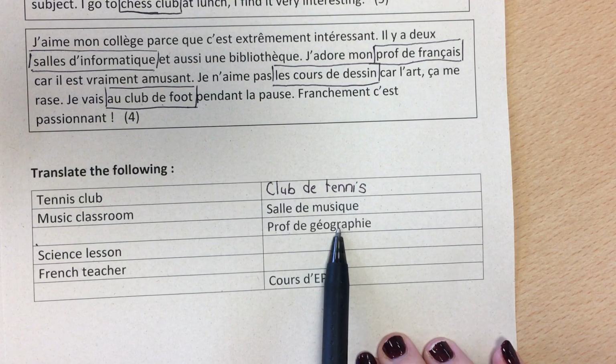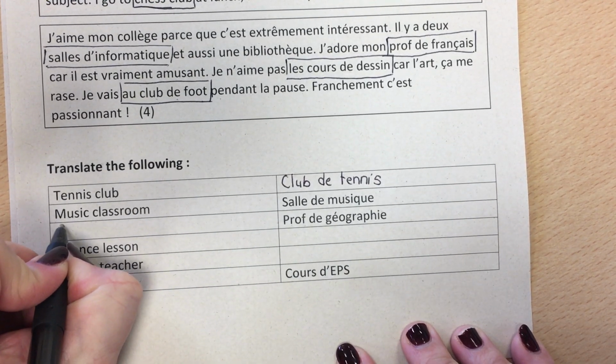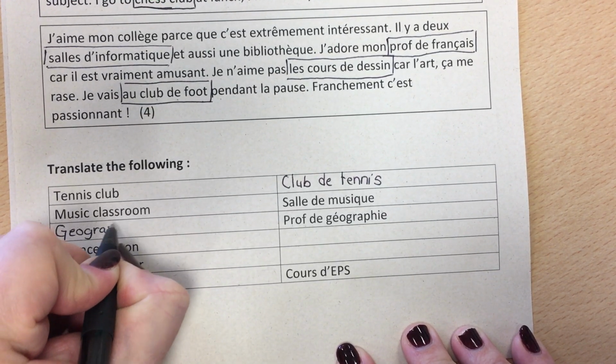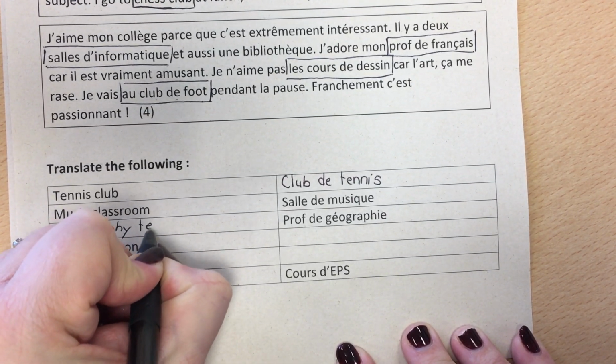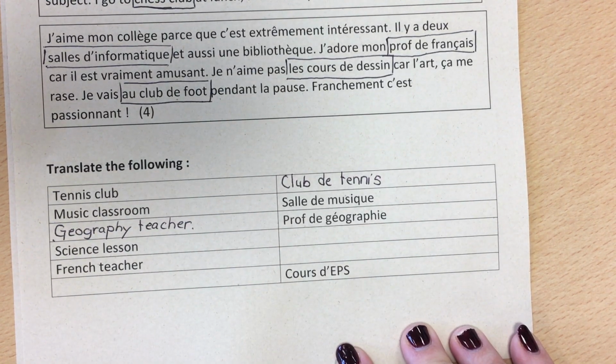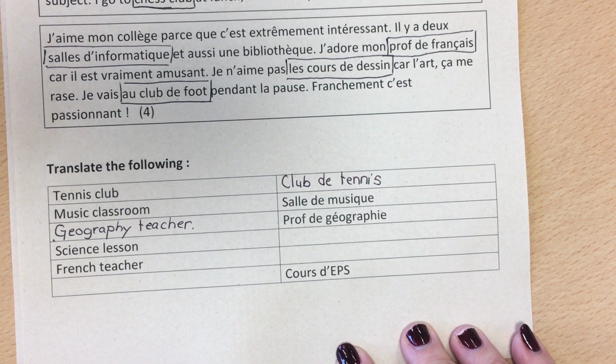This one's a bit easier because we've got it in the French. Prof de géographie, teacher of geography. So what would we say in English? We would say geography teacher. Lovely. Hopefully this is making sense. Pause the video here and see if you can do the remaining 3 examples and then come back and check.